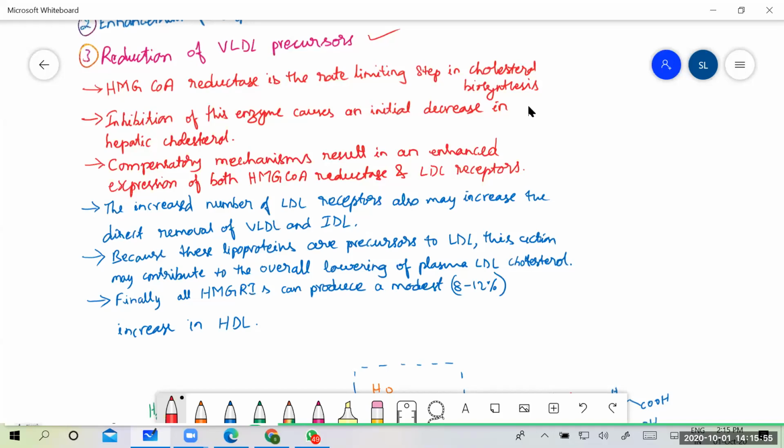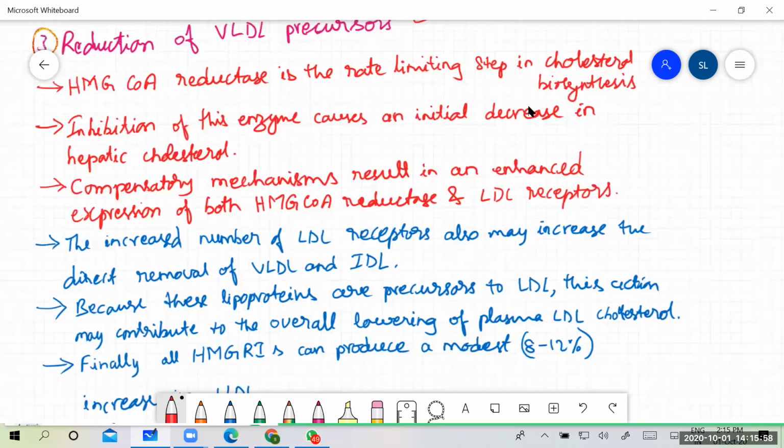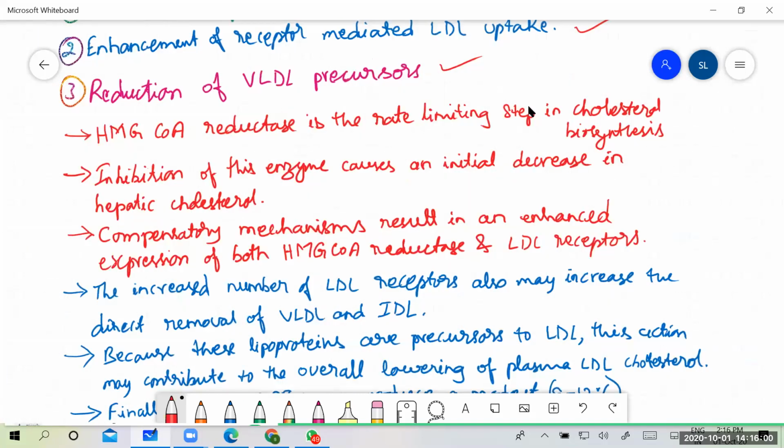It is the enzyme which is responsible for one of the steps, the conversion of HMG-CoA to mevalonic acid. This is one important question that you may have to remember for the GPAT exam: what is the enzyme which converts HMG-CoA, that is 3-hydroxy 3-methyl glutaryl CoA? HMG-CoA is the substrate which is converted into mevalonic acid. So you have to say that HMG-CoA reductase is the enzyme responsible.